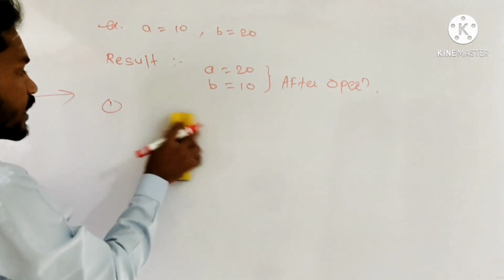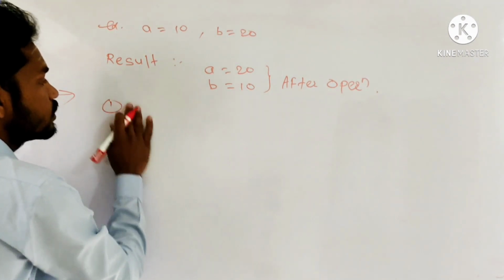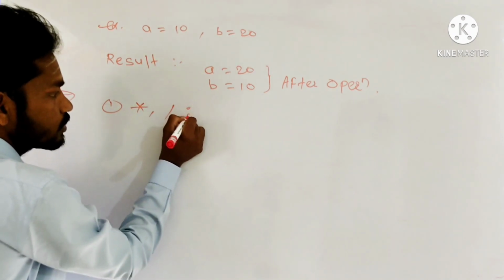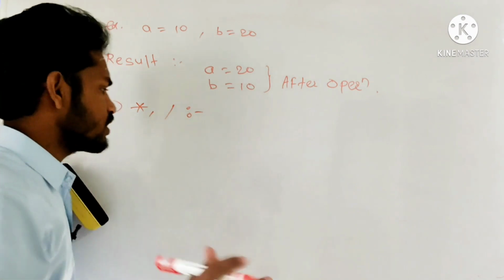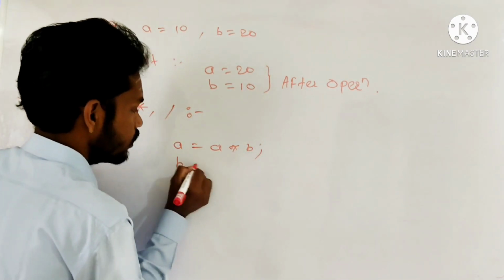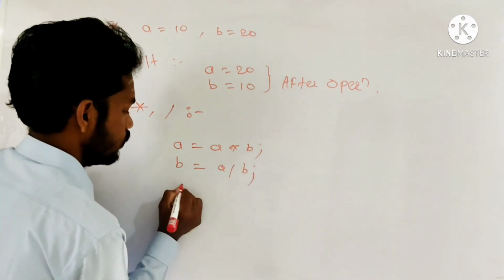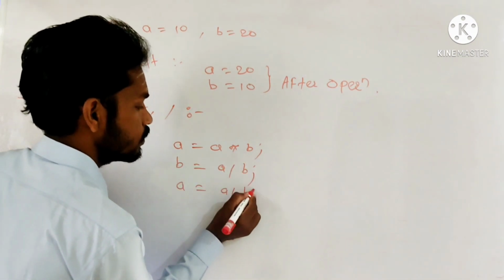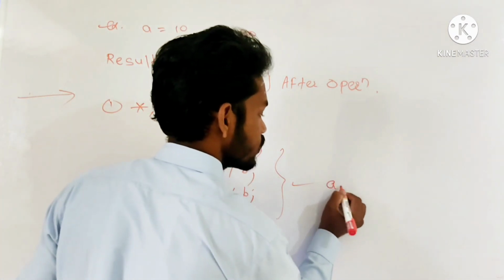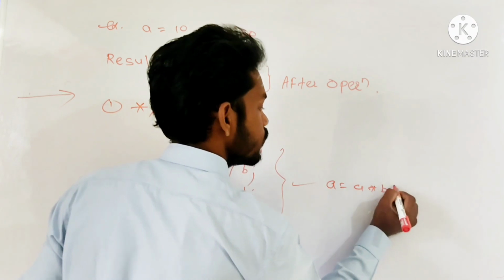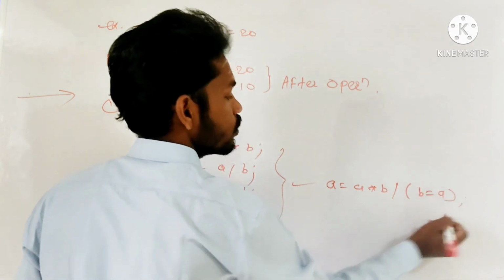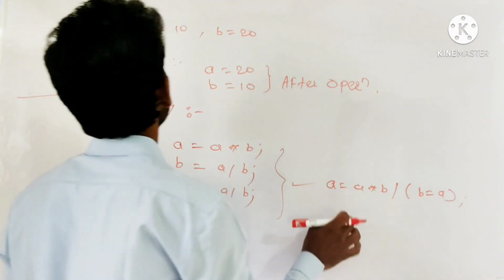Now the next solution is using arithmetical operators only, but by using multiplication and division operators. The same expressions are there: a is equal to a into b, b equal to a by b, a equal to a by b. This will also give the same result. And the one-line expression, that is a equal to a into b by b equal to a, will also give the same answer.